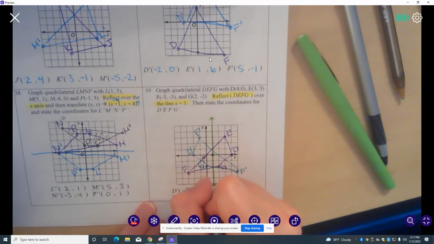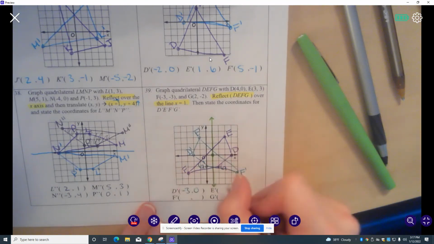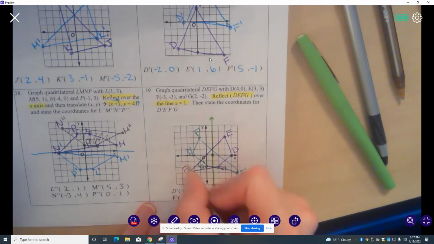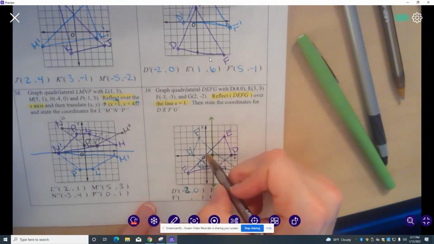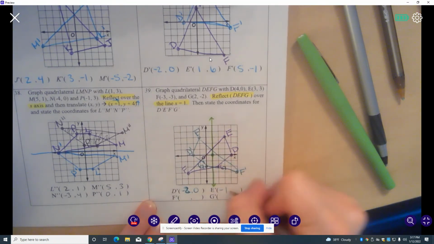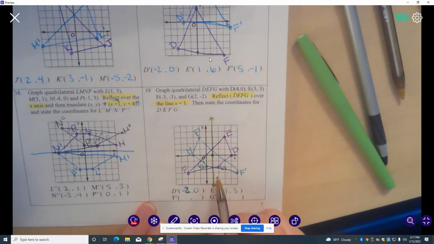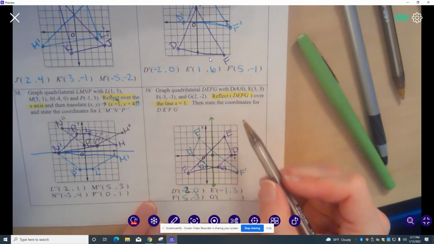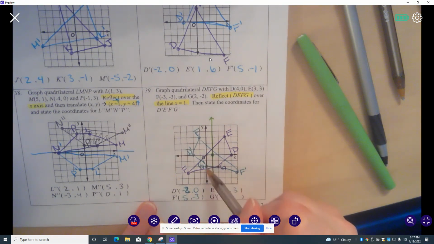D prime is at -3, 0. E prime is at, not -3, -2, sorry. E prime is at -1, 3. F prime is at 5, -3. And G prime is at 0, -2.